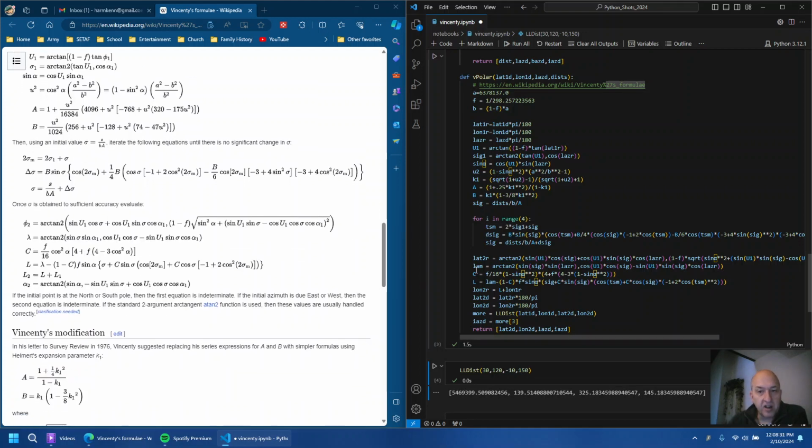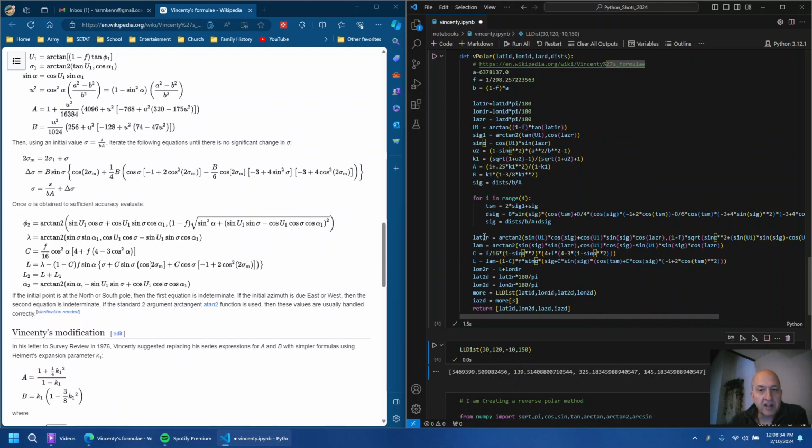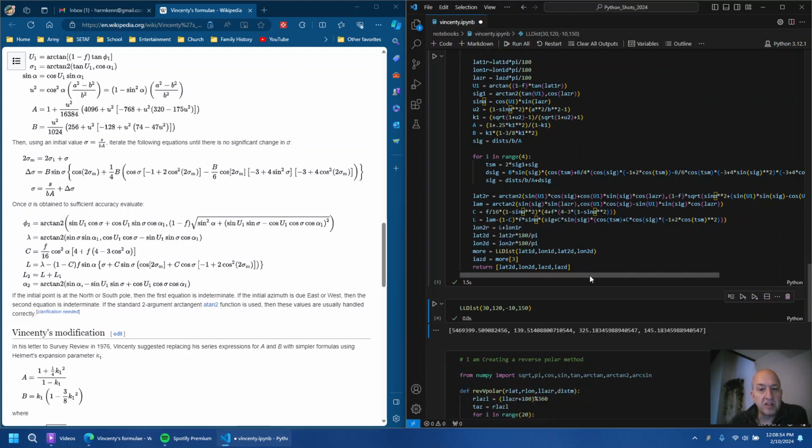Then I can start getting the latitude of my second point. That's this thing. Got my lambda, a C, an L, and then I can get the longitude of my second point. Turn those things into degrees, and then I have an impact azimuth coming in at the end. I used my previous function to get that, and then it kicks out the final point and the launch azimuth, which we started with, and then the impact azimuth.